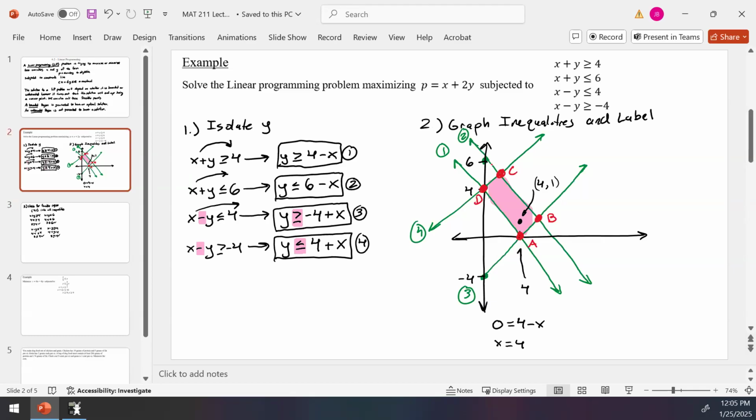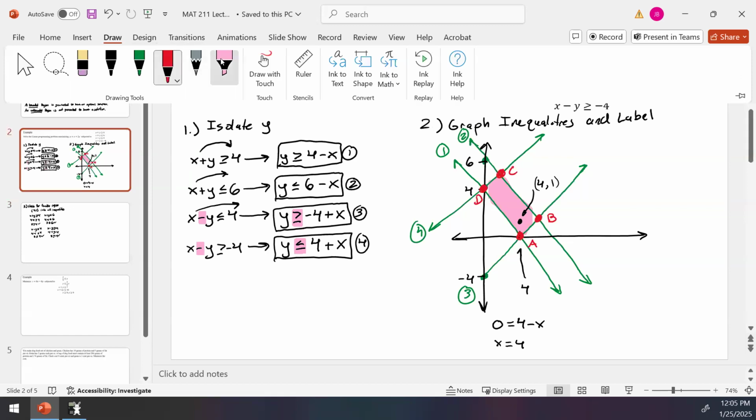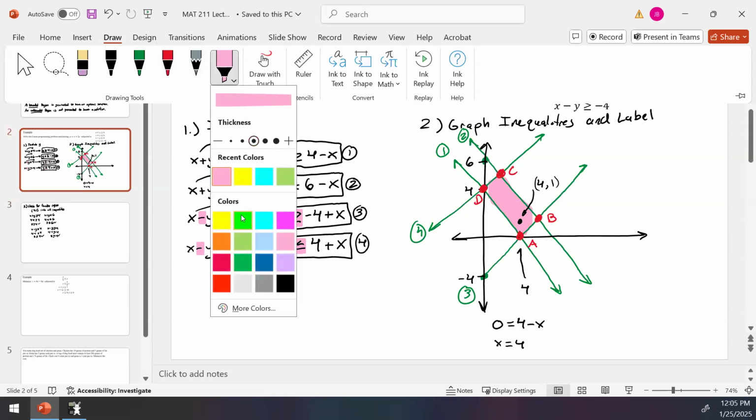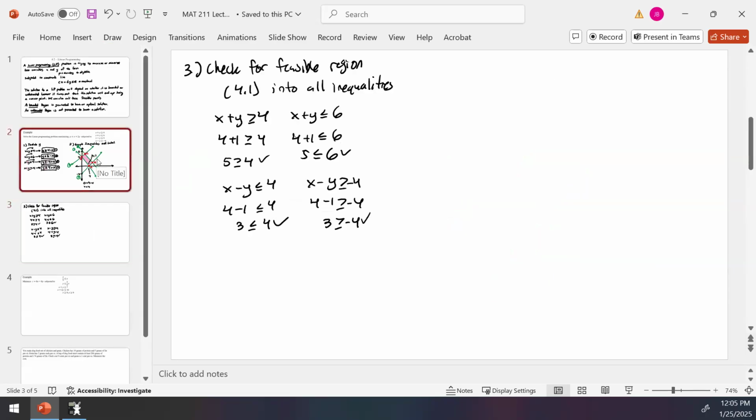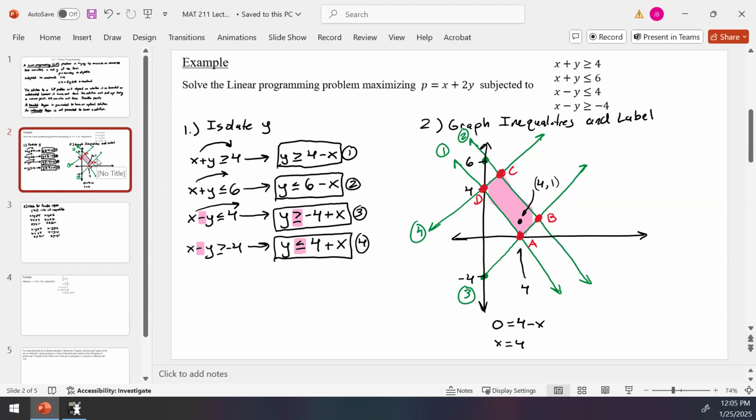So that's kind of the nice thing. Now, if you're wondering, before we do the corner point analysis, could I find the feasible region without having to plug in all those points? You could. So using the inequalities, right?